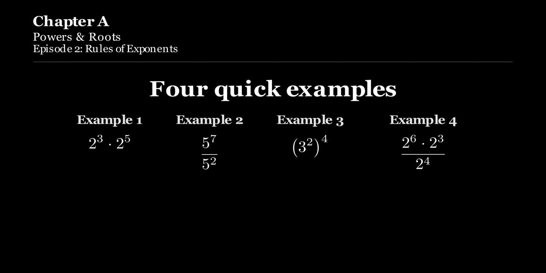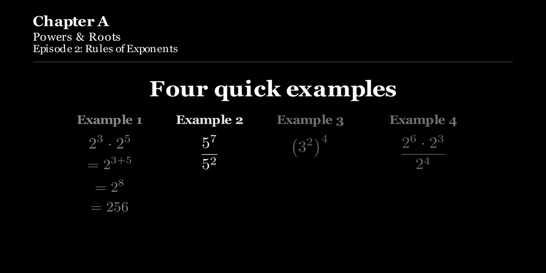No shortcuts. Example 1. We're multiplying powers with the same base. The key idea is simple. We're putting repeated factors together. Once everything is written as a single product, the exponent simply counts how many copies remain. That is why the exponents combine.